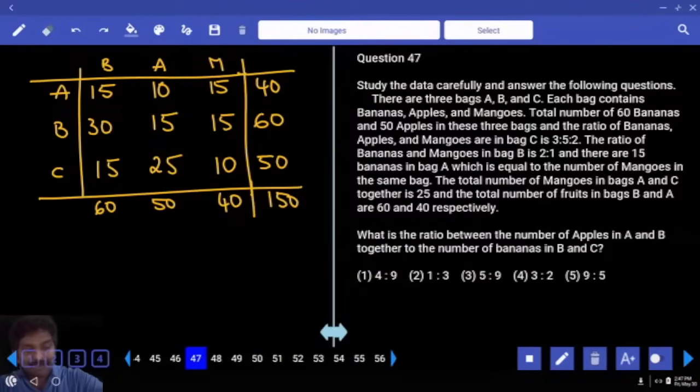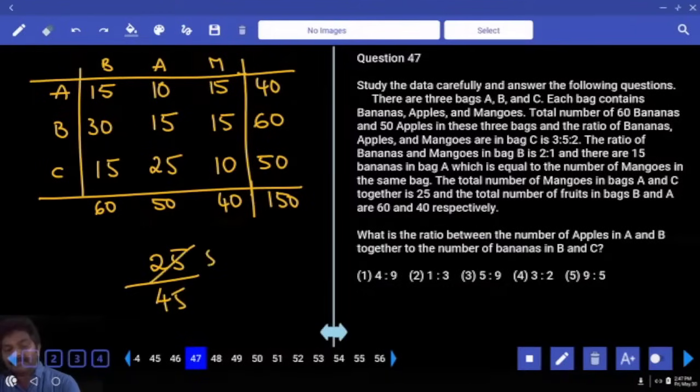What is the ratio between the number of apples in A, B together and bananas in B, C together? Apples in A, B together 25. Bananas in B, C together 45. 5 by 9, 5 is to 9. Third option.